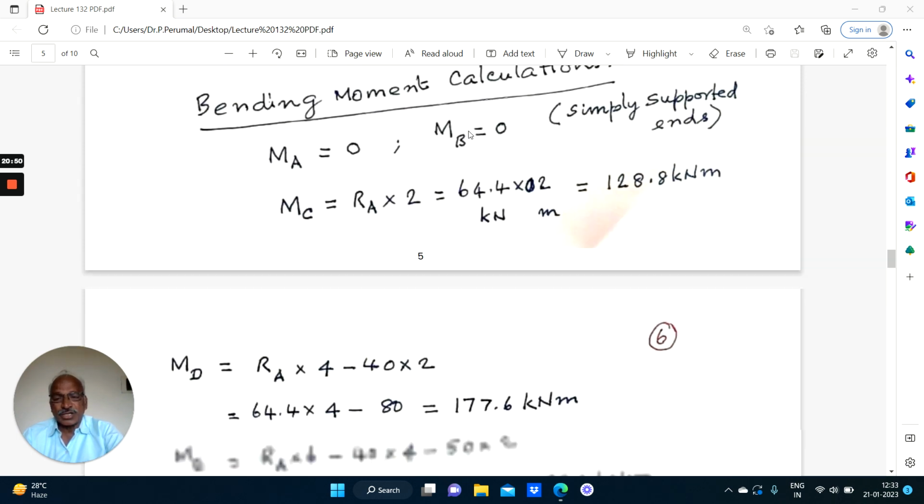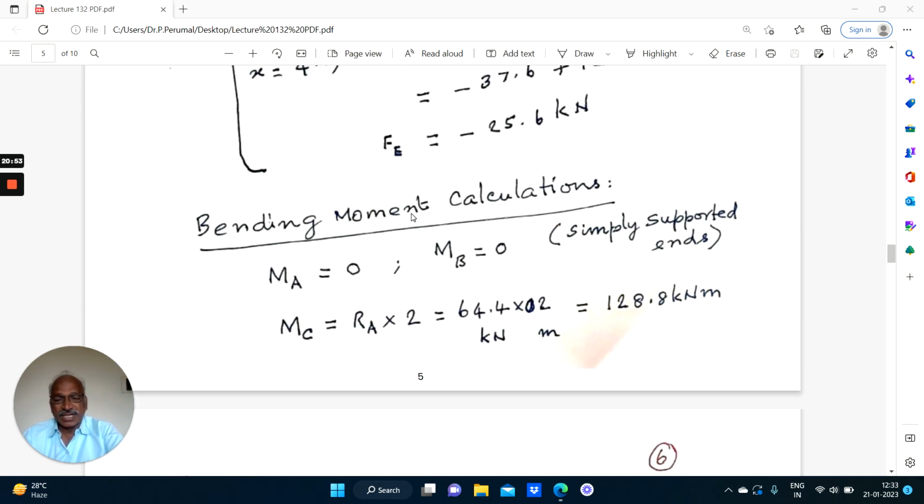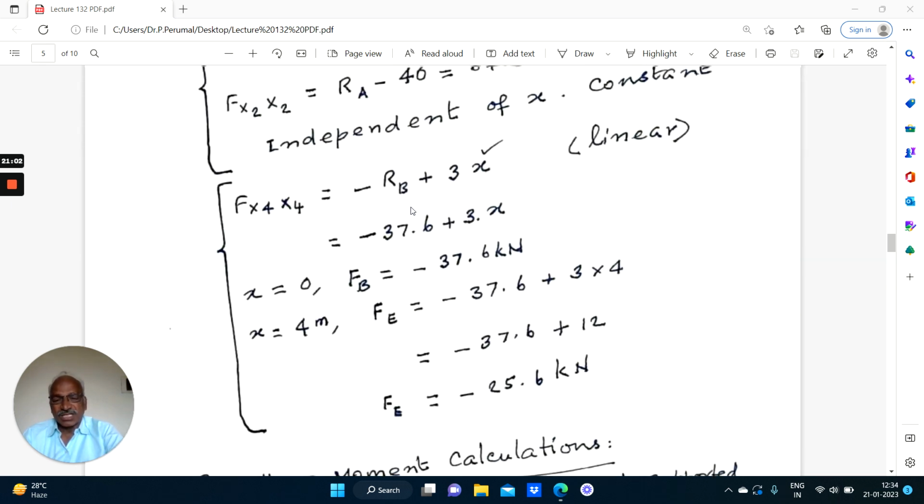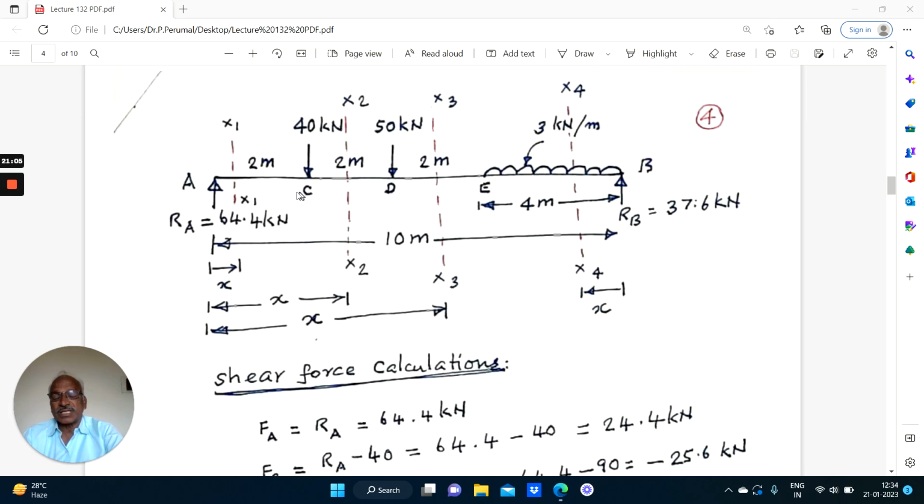Right. Similarly, coming to bending moment, already we have calculated only for the section X. Now only general calculations we are going to do. That is, we will discuss here. Bending moment at A is 0, simply supported end. And bending moment at C, consider the force to the left. To the left, there is only one reaction, 64.4. The vertical force into horizontal distance, it is force into the perpendicular distance. 64.4 into 2 is the bending moment at the point C.